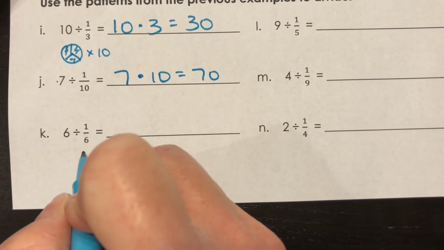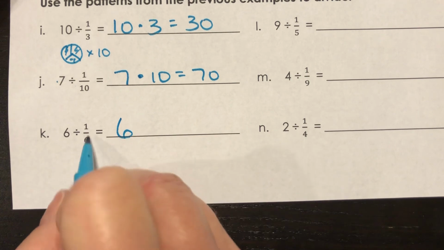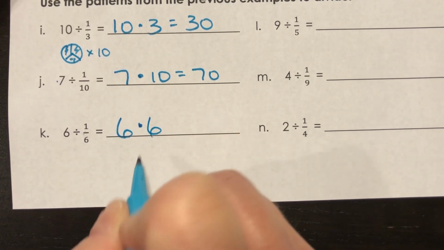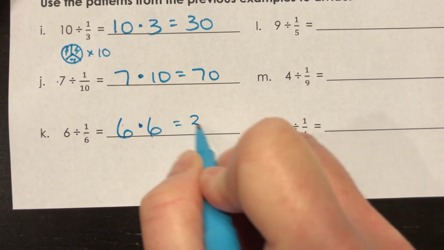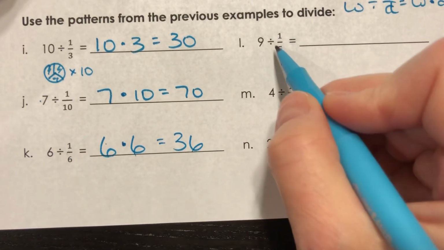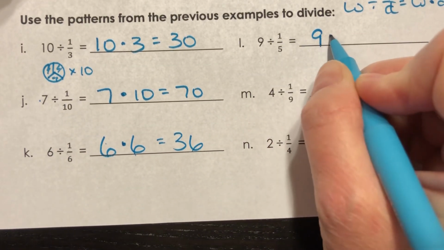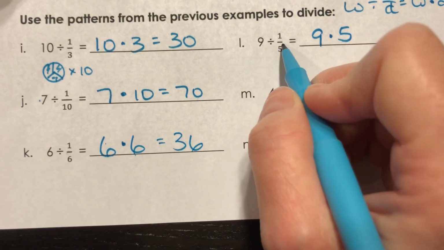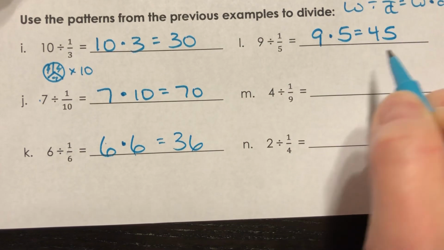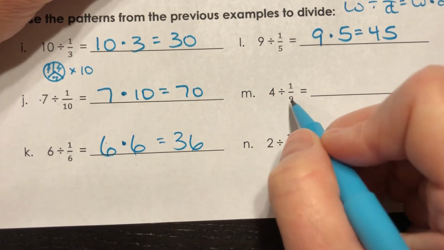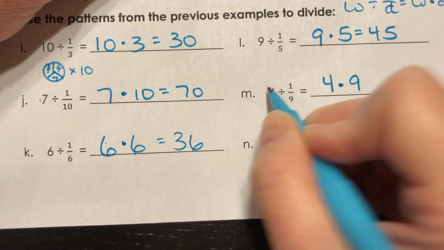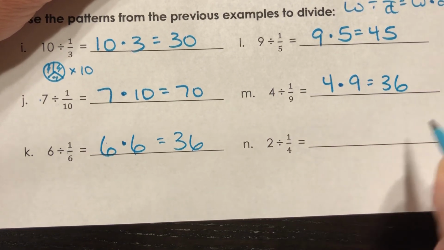All right, 6 divided by 1/6 means each 6 is cut up into 6 pieces, and I want to know how many that is. I would have 6 times 6 because each whole is cut up into 6. So 6 divided by 1/6 is 36. 9 divided by 1/5 means I would have 9 times 5, because each whole would be cut up into 5 pieces, and 5 pieces times the 9 wholes would be 45. And 4 divided by 1/9 means each whole is cut up into 9 pieces, so I would have those 9 pieces 4 times, which would give me 36.